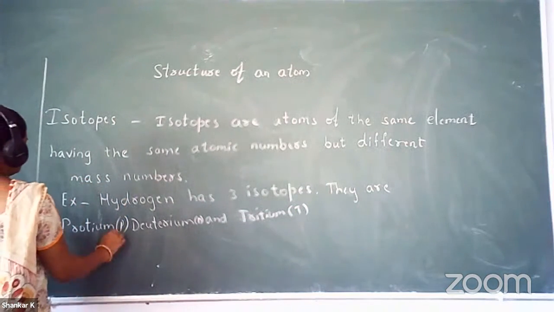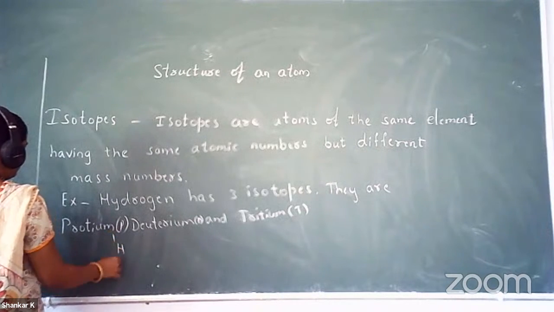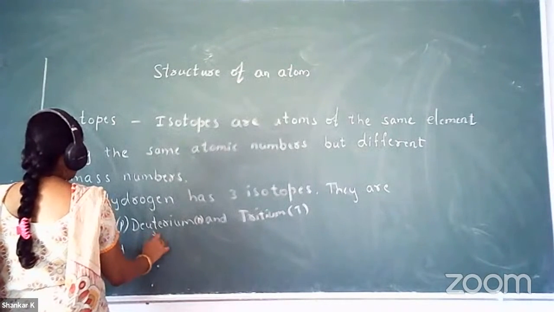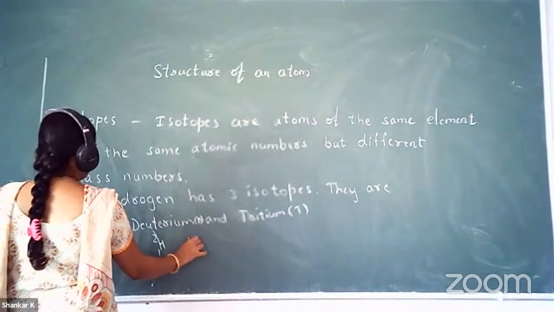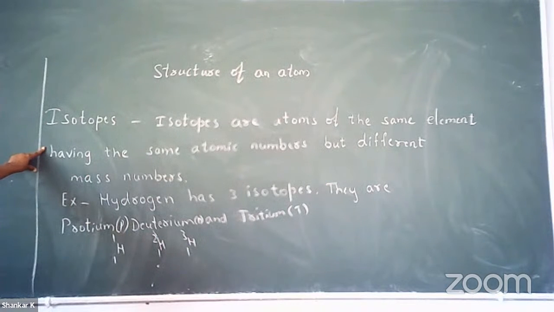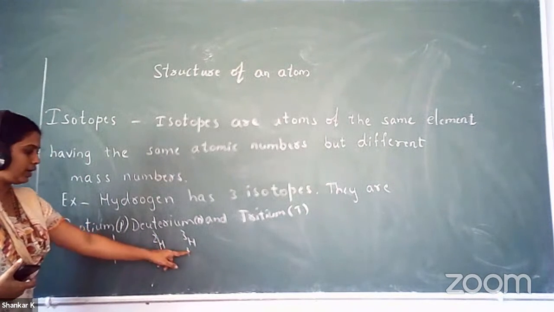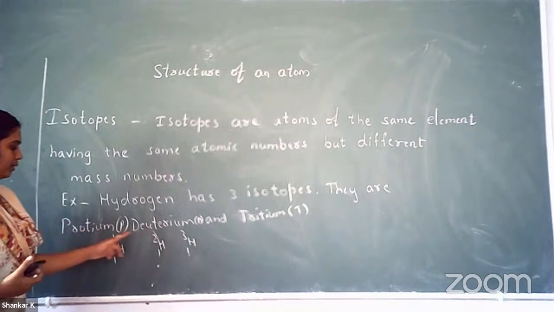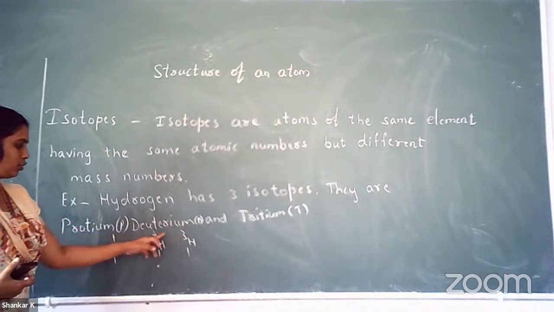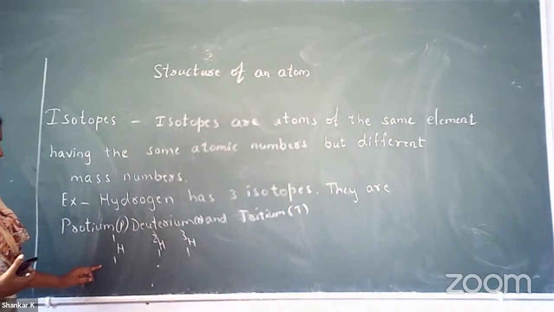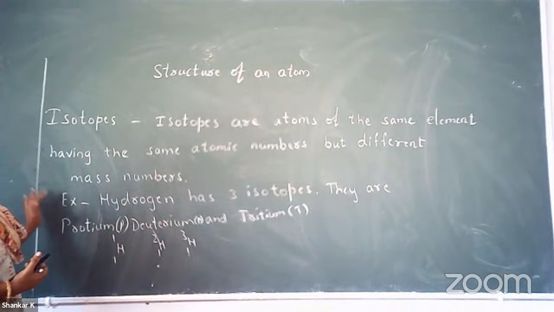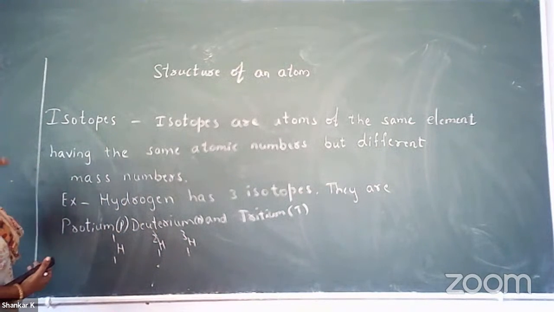Here we represent hydrogen in this way. Hydrogen has atomic number 1, atomic mass 1, and we increase the atomic mass number to 2 and then 3. Isotopes are atoms of the same element having the same atomic number, but they have different atomic mass: 1, 2, 3. These atomic numbers are the same, but atomic mass is different. This type of elements we call isotopes.